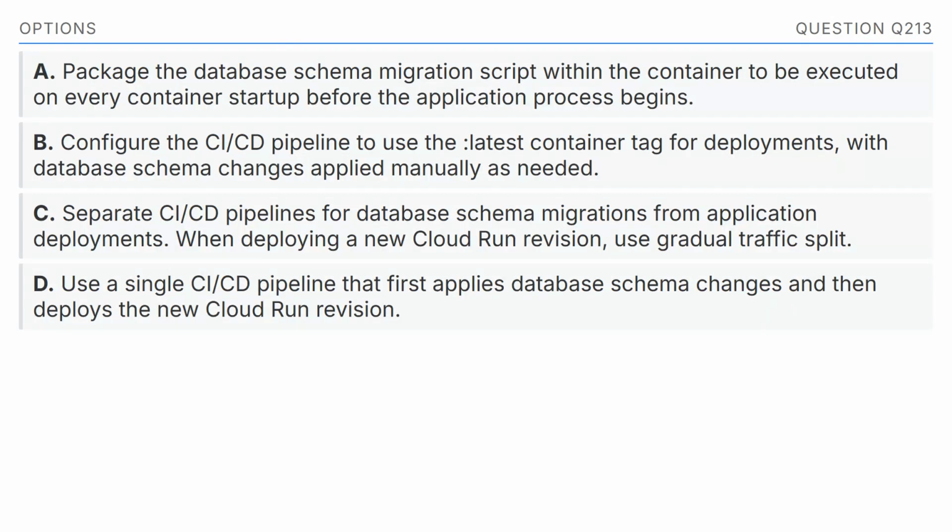The options are: Option A, package the database schema migration script within the container to be executed on every container startup before the application process begins. Option B, configure the CI/CD pipeline to use the latest container tag for deployments, with database schema changes applied manually as needed. Option C, separate CI/CD pipelines for database schema migrations from application deployments. When deploying a new Cloud Run revision, use gradual traffic split. Option D, use a single CI/CD pipeline that first applies database schema changes and then deploys the new Cloud Run revision.